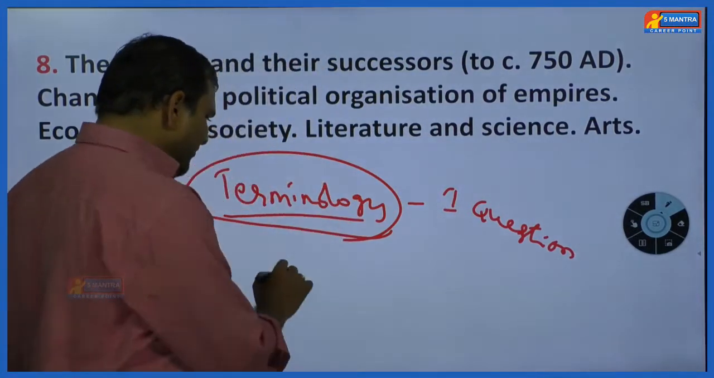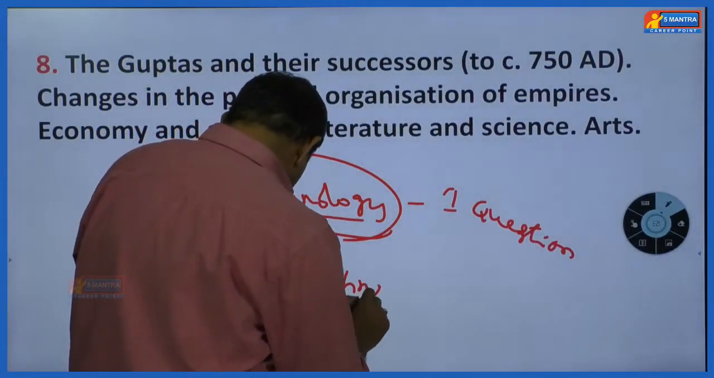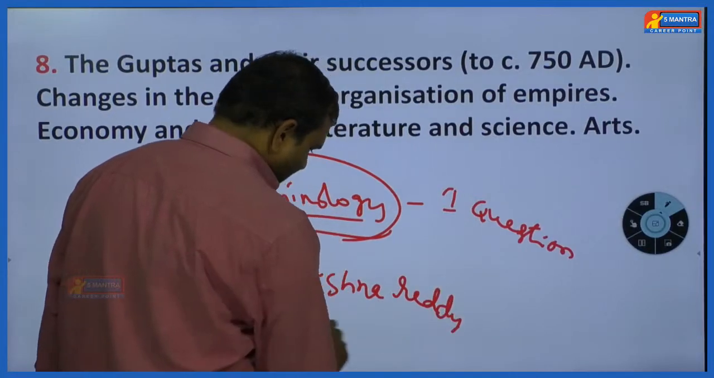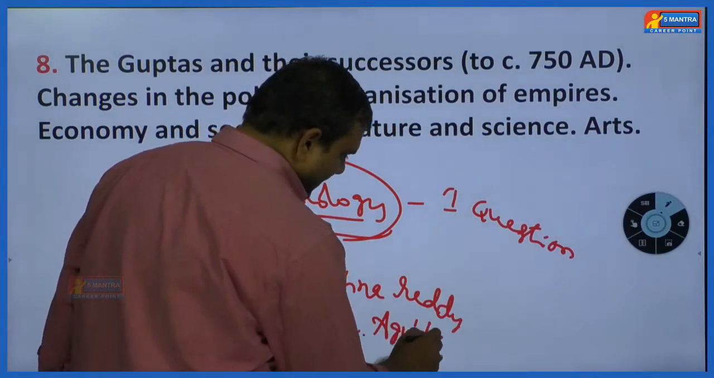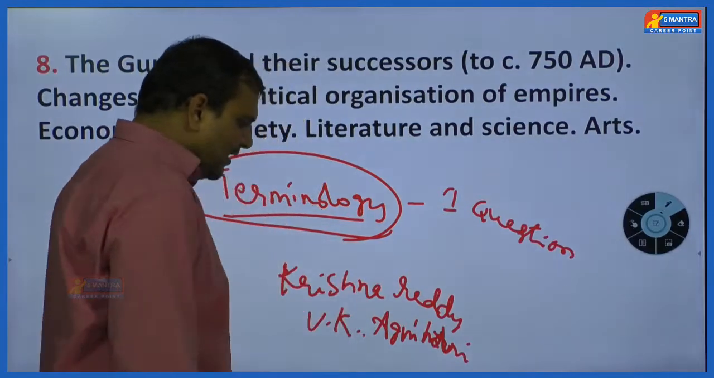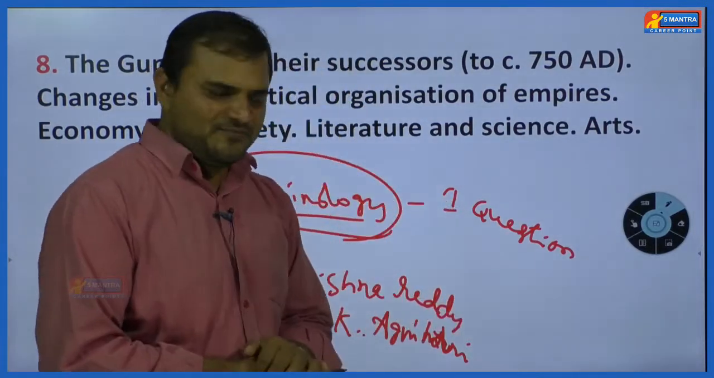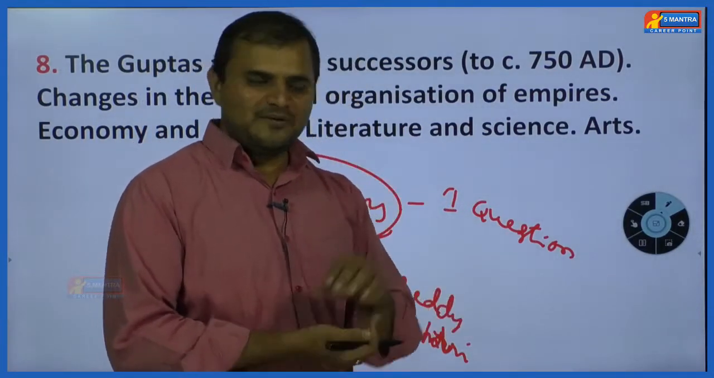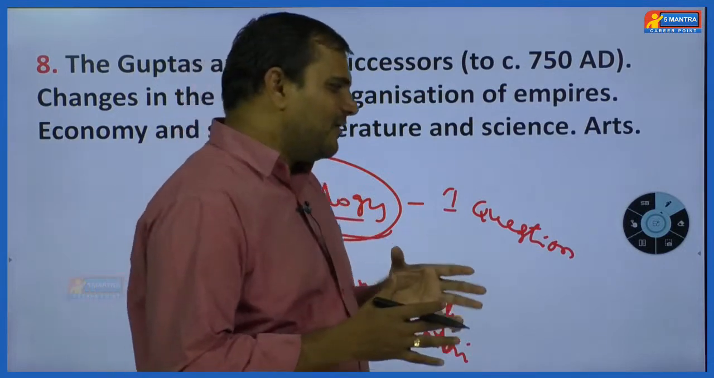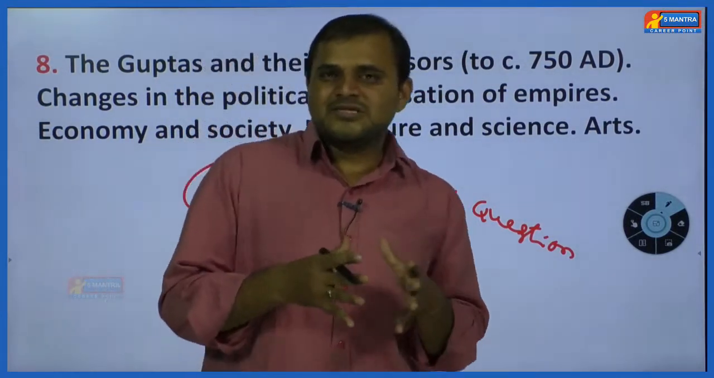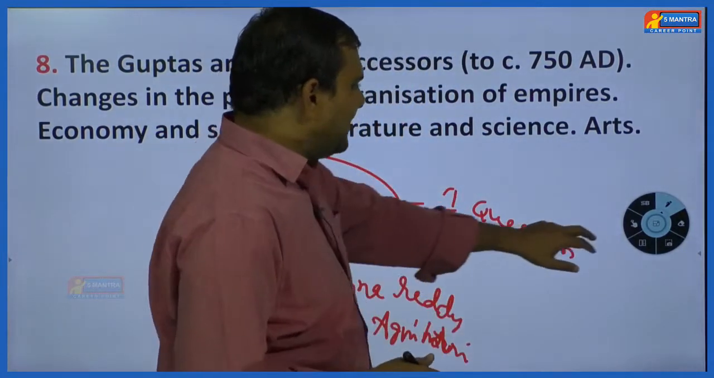We have a number of books. Among them, the most important was Krishna Reddy. We have a book called Krishna Reddy, which was a guide, and V.K. Agnihotri. These two books contain a number of terminologies, after completion of ancient and after completion of medieval. We should concentrate on terminology, right? Parivrajaka was one of the important previous exam questions. Parivrajaka or Sramana, these types of terminologies are repeatedly asked. Visthi, Pranaya, and Sati, this type of terminology was asked in the exam, right?